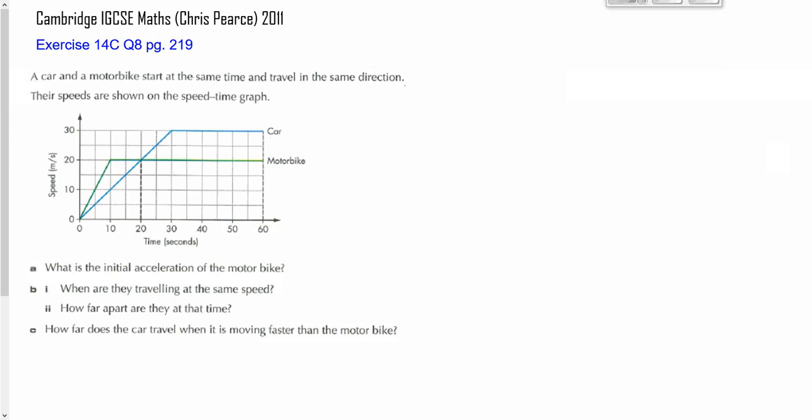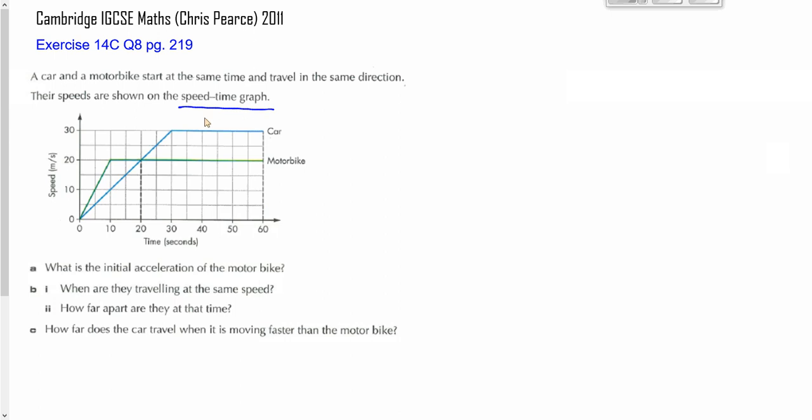Today we're going to be looking at exercise 14C question 8, and that comes from the Cambridge IGCSE maths textbook by Pearce, which was published in 2011. Okay, so we have a car and a motorbike that start at the same time and travel in the same direction. Their speeds are shown on the speed time graph.